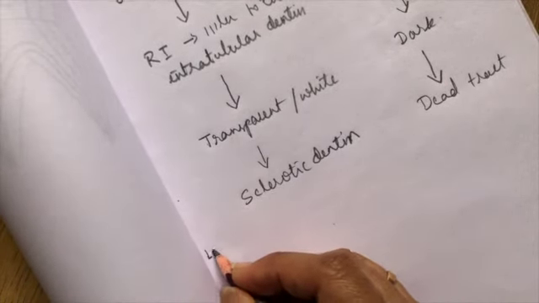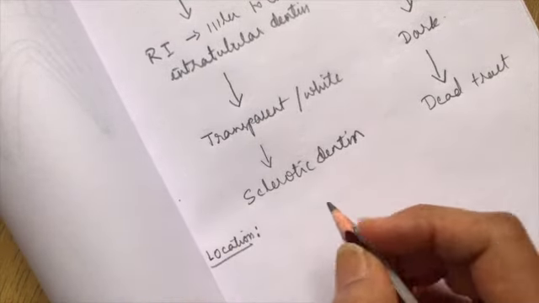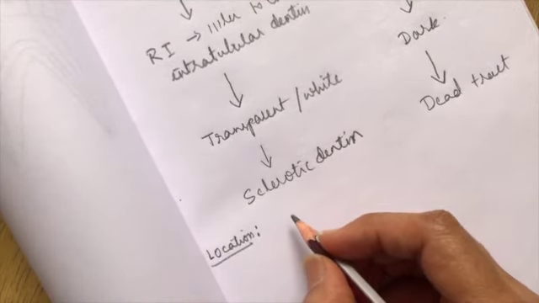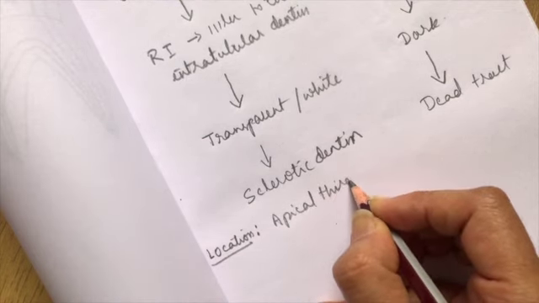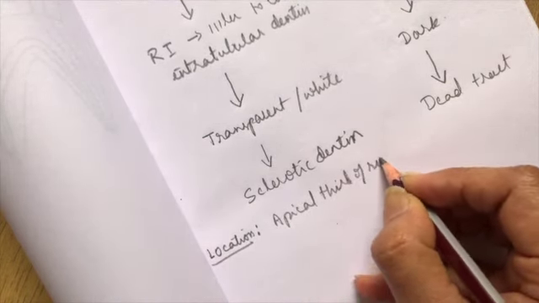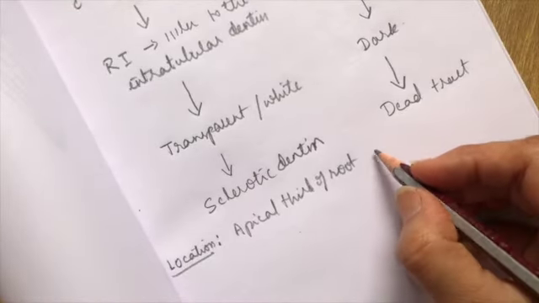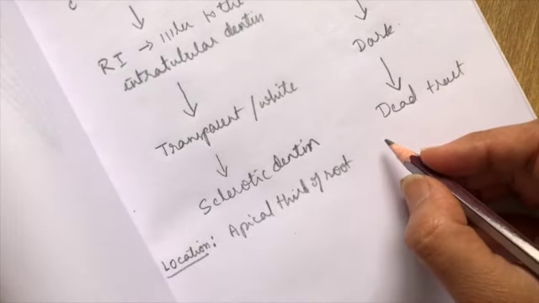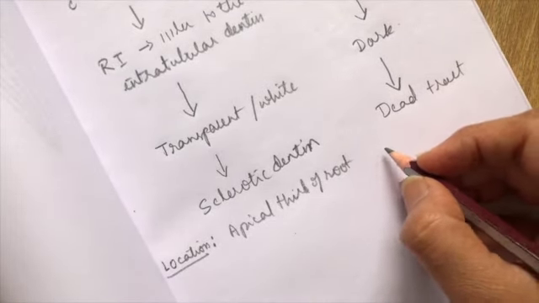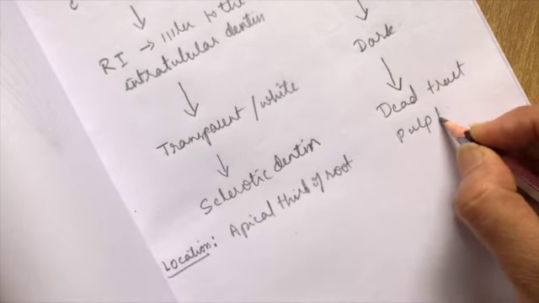Now the location of the sclerotic dentin: it can happen anywhere, but most commonly it is in the apical third of the root. And what about dead tracts? They can also be seen anywhere, but they are mostly seen just beneath the areas of external stimulation, and most commonly near the pulp horn areas.